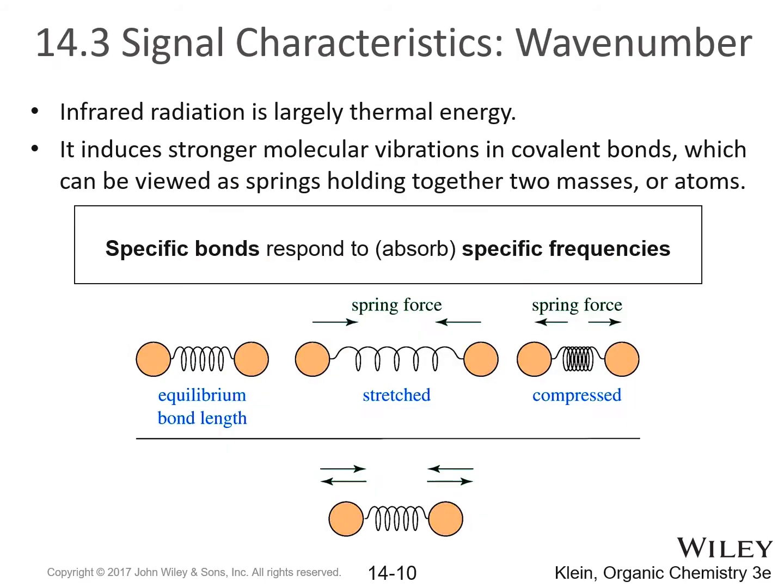So let's discuss some of the background as to how this bending and stretching occurs. Infrared radiation is largely thermal energy, and it causes stronger vibrations in covalent bonds, and we can think of them as springs held together by two masses. So at equilibrium, we have a particular bond length, and you apply energy or a specific frequency, and that specific frequency will cause a stretch or compression.